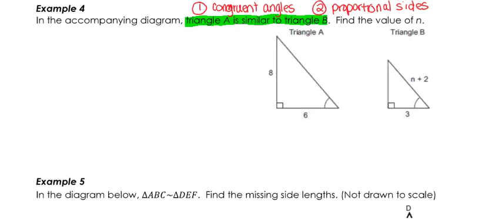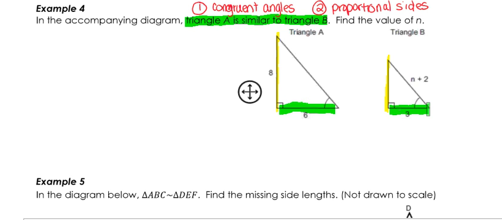So if I think about what are my corresponding sides, I have the 8, which is going to match up with that unknown side in this littler triangle. I have the 6, which is going to match up with the unknown side. Oh, sorry, 6 is going to match up with 3 in the smaller triangle. And then I have the blue sides, which are also going to match up. And I know that the smaller blue side is n plus 2.